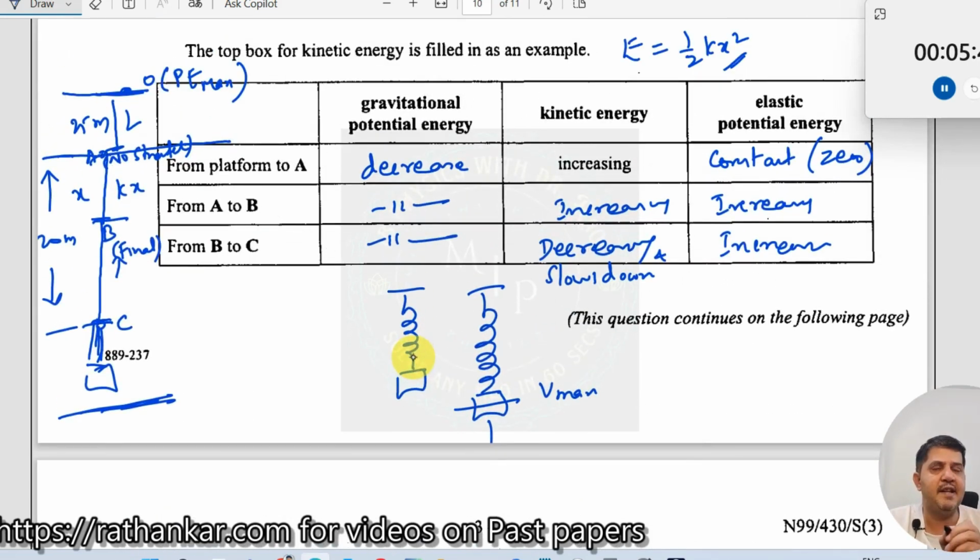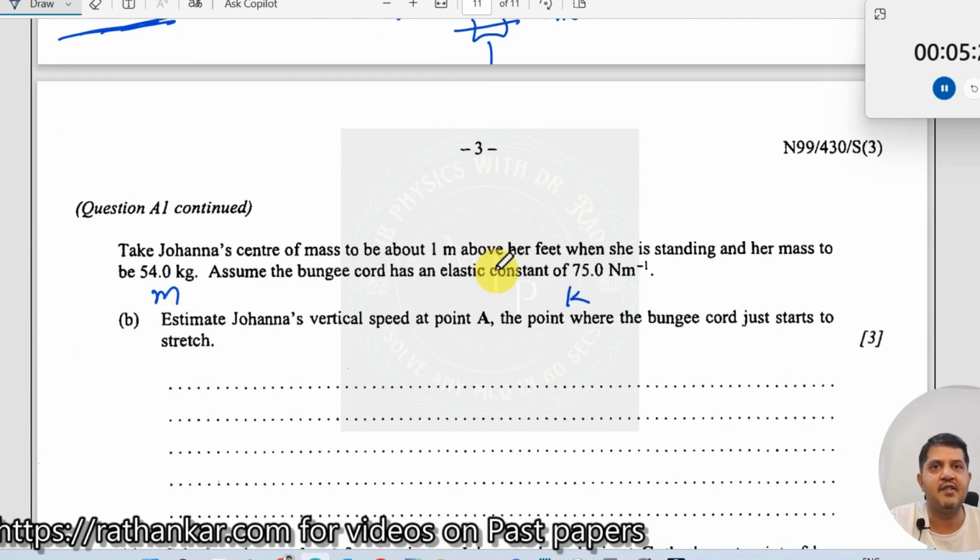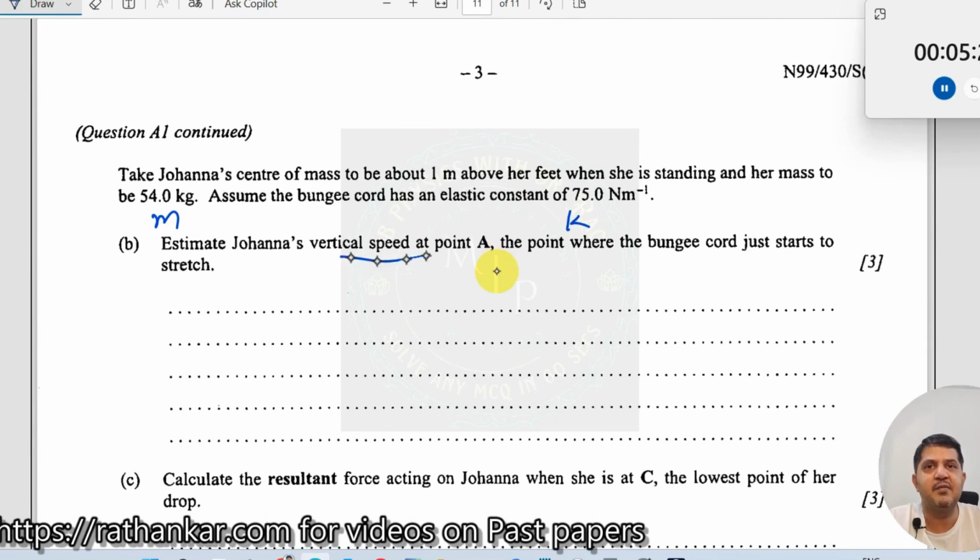What's happening at point A? It's free fall. Whether you are being tied with the Bungee cord or not, it's a free fall that's happening. So here to here it is 25 meters. Since the center of mass is at this point, you should take 1 more meter here, right? The total distance with respect to the center of mass is seen to be 26 meters. Okay, now let us look at what it says. Estimate Johanna's vertical speed at point A. What should you do? Simple question.